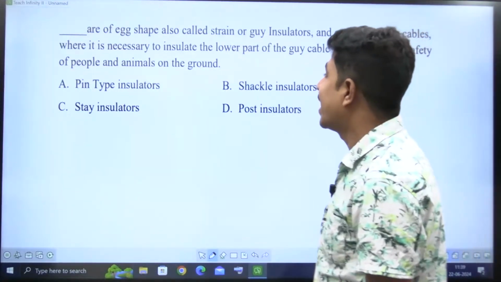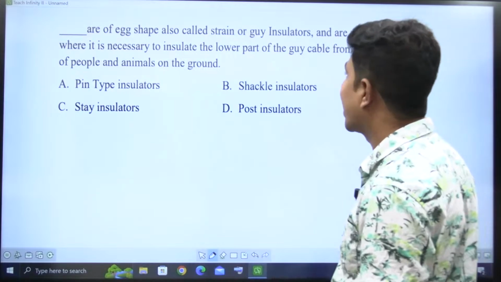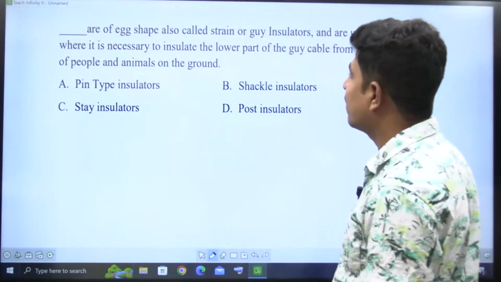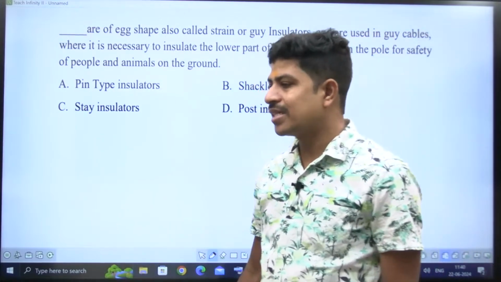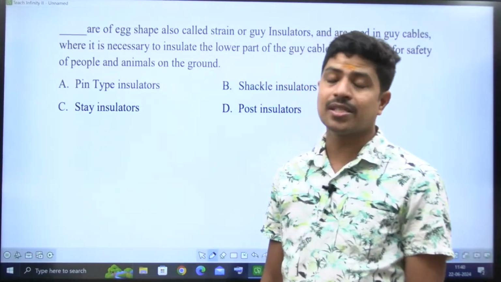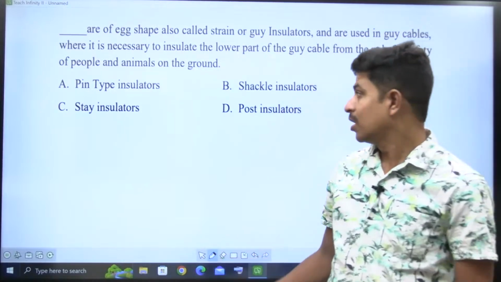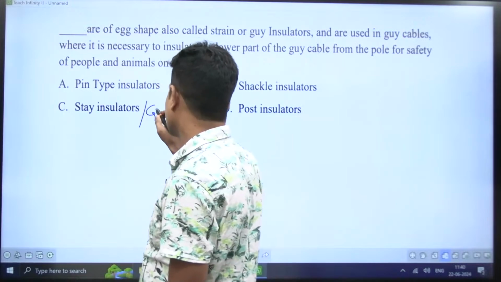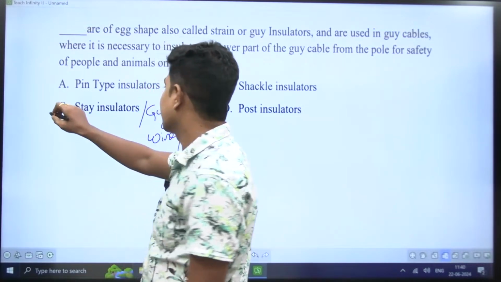Next question. Dash are egg shaped, also called Steiner guy insulators, and are used in guy cables where it is necessary to insulate the lower part of the guy cable from the pole for the safety of people and animals on the ground. People can answer. Harika, yes. In the last class itself, in our YourPedia classes, we discussed all kinds of insulators, and I showed the students with the help of images also. That is the stay or guy wire insulator, also called the egg insulator, right?